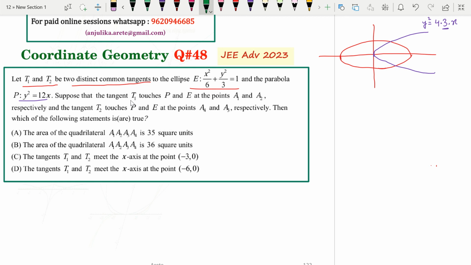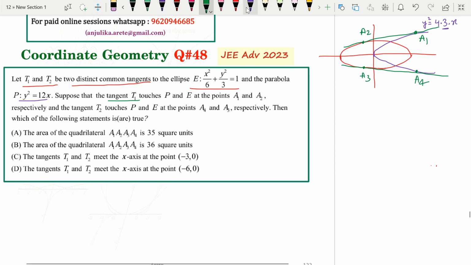suppose the tangent T1, the common tangent they are talking about, touches the parabola and the ellipse at A1 and A2. So let's draw a common tangent first. This is my common tangent here. This is my point A1 they are telling me, and this is my point A2. There is another common tangent. I know that because of symmetry, the other points should be vertically opposite here and here. So let's draw again, maybe nicer. Okay, this is A3 and this is A4. These are the points.